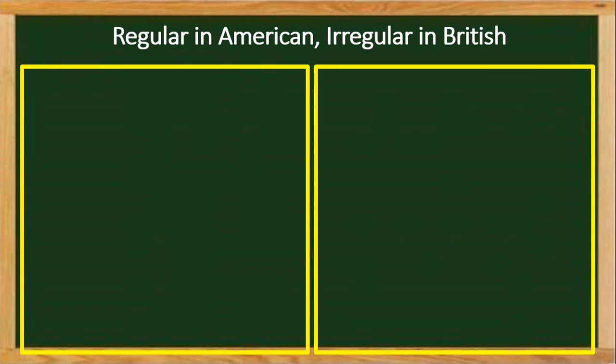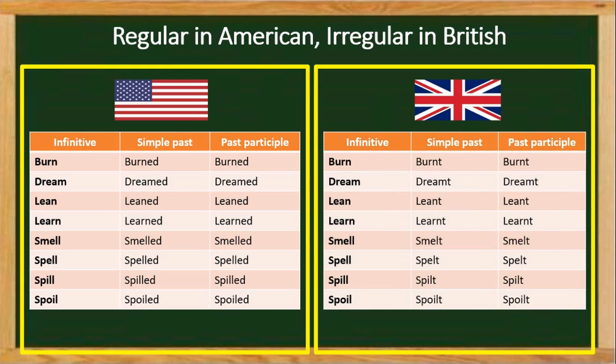So here we come to another important point, namely the difference between American English and British English in terms of regular and irregular verbs. Generally, there are 100 irregular verbs in the English language. So let's study these two tables. So on our left we have American English, and on our right we have British English. So let's start with American English.